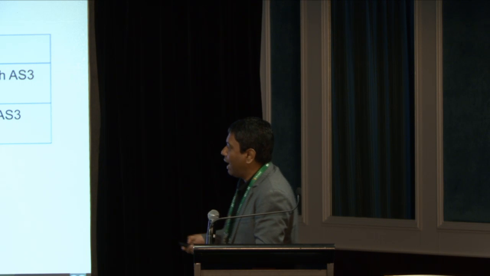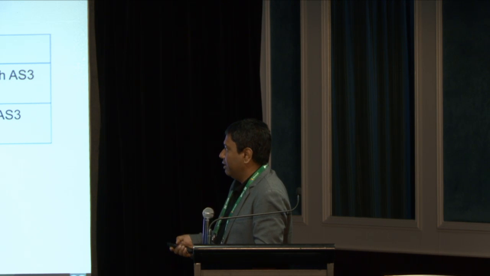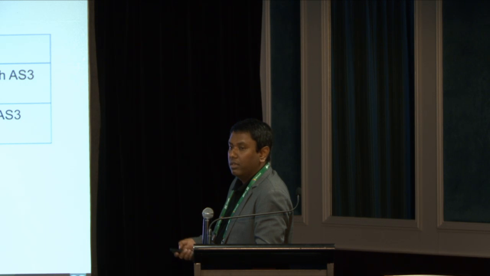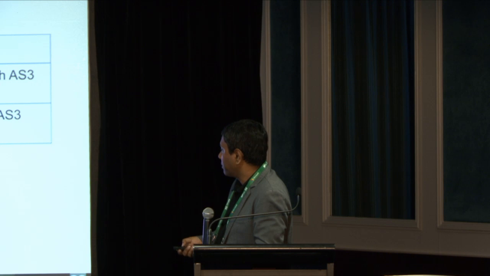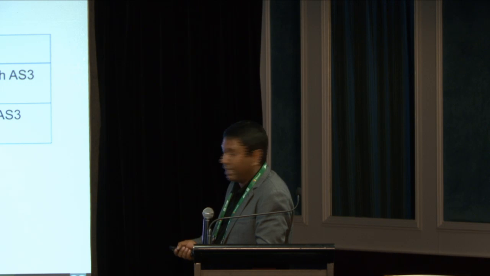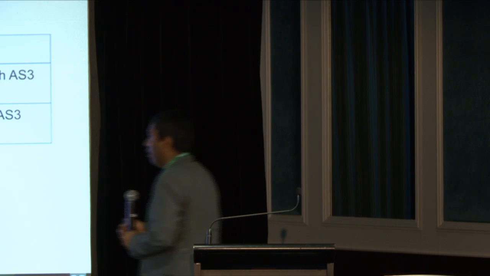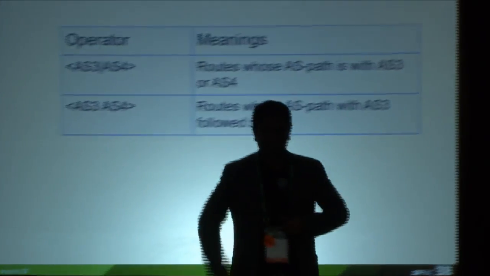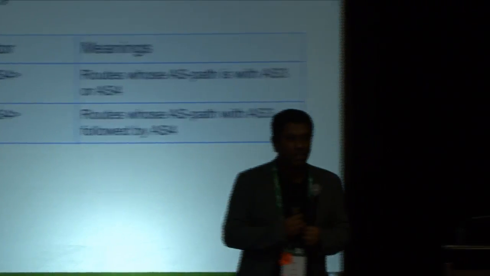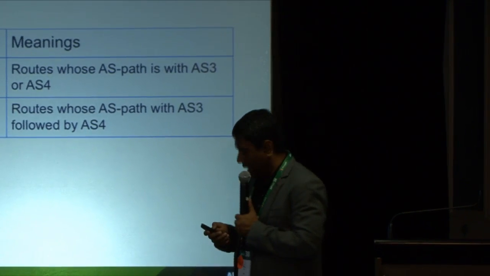In an expression, if you have AS3 pipe AS4, it means on the AS path string it can be either AS3 or AS4. If you just have AS3 and AS4 in the regular expression, then any AS path that has got those two ASes will be matched. Those are the strings that we have normally.